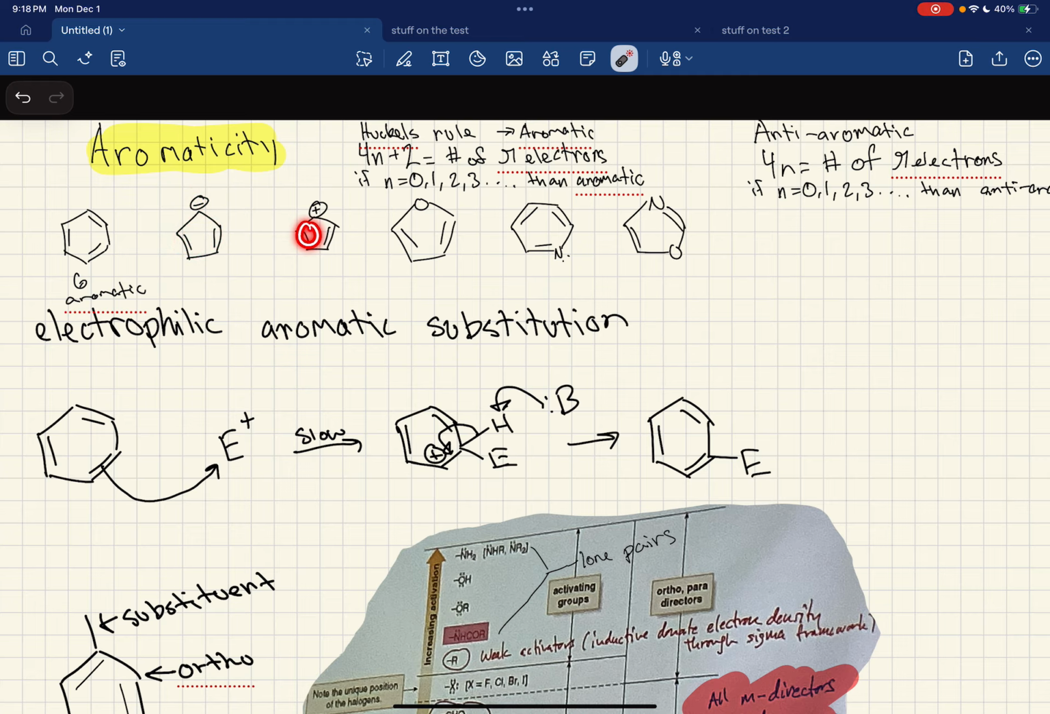This one is 1, 2, 3, 4. 4n plus 2 equals number of electrons. So there's 4 right here. N would equal a half. So this is not aromatic. Let's check if it's anti-aromatic. 4n equals 4. Obviously, n will equal 1. So this is anti-aromatic.